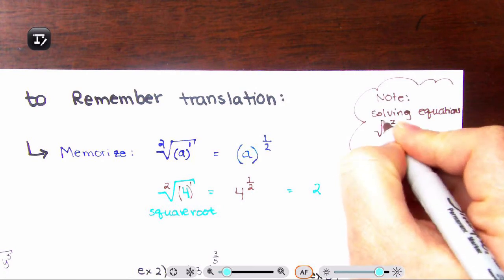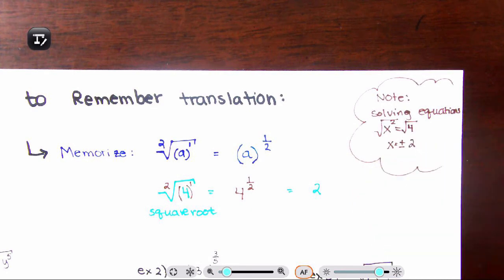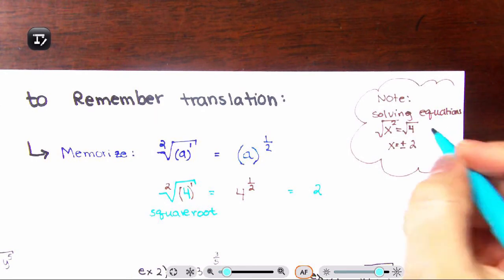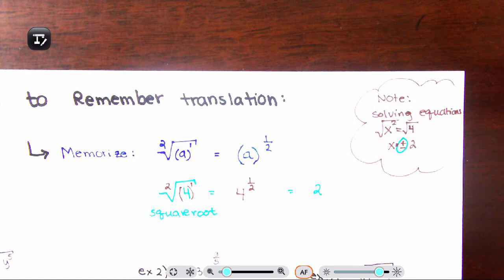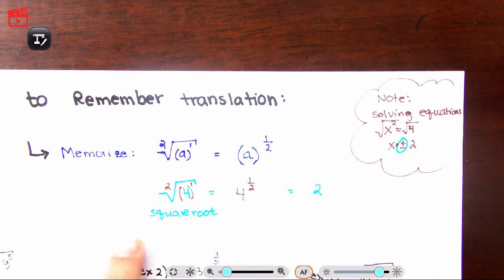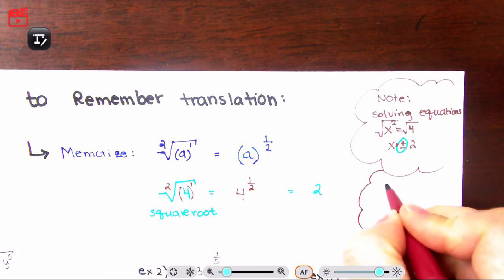We're going to take the square root of both sides, and that is x is plus or minus 2. That is different than simplifying radical expressions. Whenever you're simplifying, you do not have a plus or minus, because you're not solving for x. You're just saying, what's the square root of 4? Square root of 4 is 2. It's always the positive. So just make sure that it's plus or minus when you're solving equations. It's only positive when you're simplifying expressions.